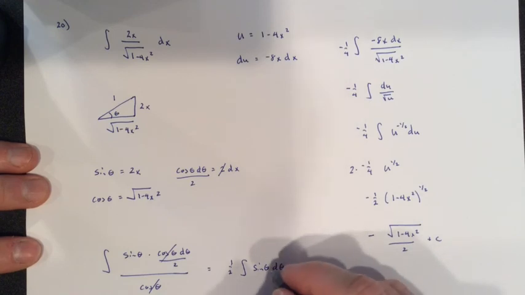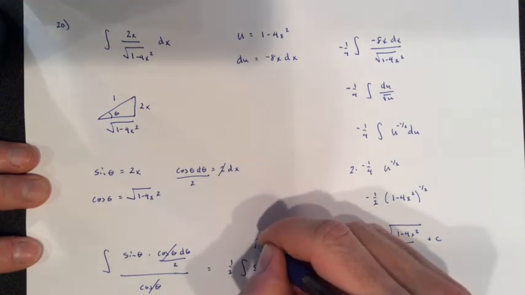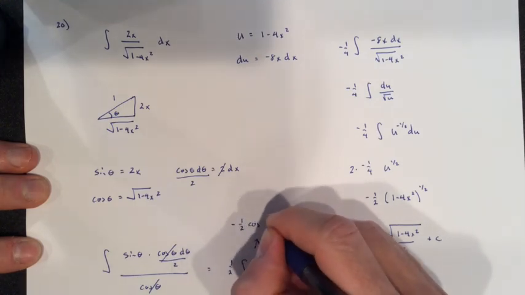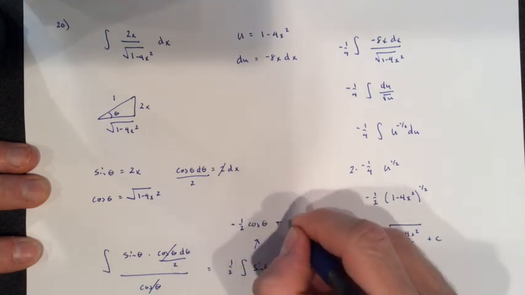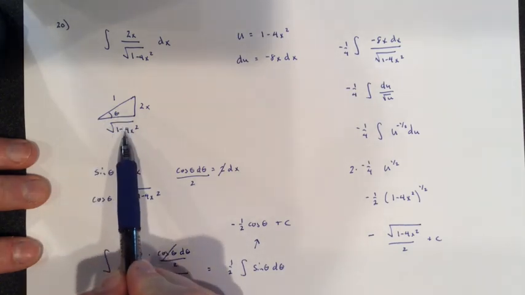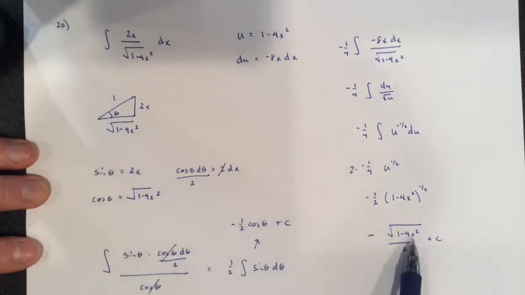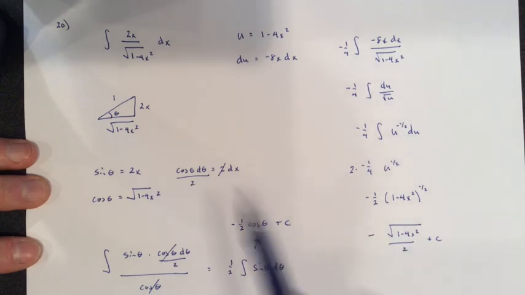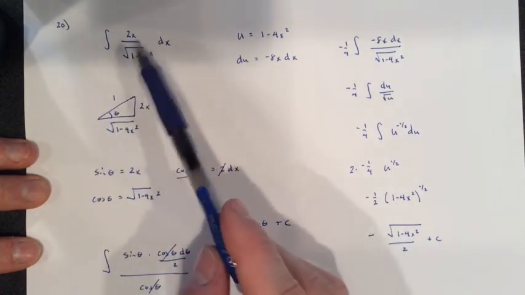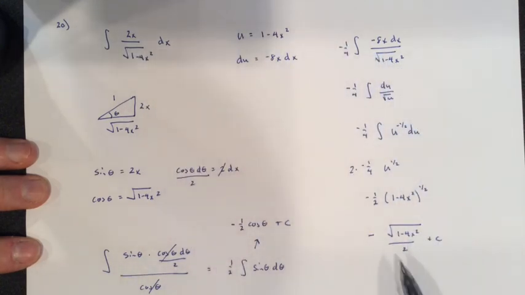That integral is just negative cosine. Sorry, I'm going to have to go up here. That's just 1/2 negative cosine theta plus c. And if you look at what cosine theta is, go to your triangle. Cosine of theta is this over this, and it's the exact same thing. So either way, whether you do a trig substitution and have to draw the triangle, or you actually just notice this is u sub, it's the same thing.